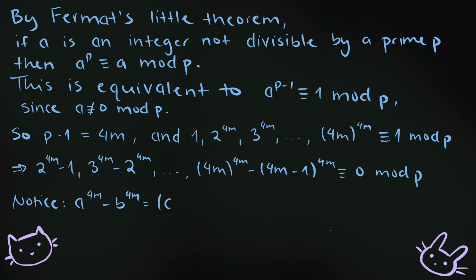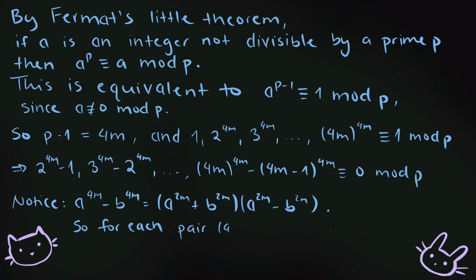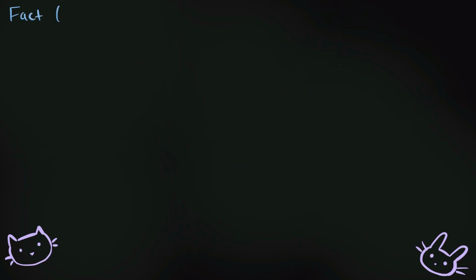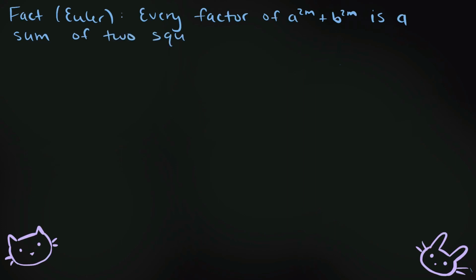And now, notice, each of these differences is of the form a to the 4m minus b to the 4m. And you can rewrite this as a to the 2m plus b to the 2m times a to the 2m minus b to the 2m. So since p divides this difference, it has to divide either a to the 2m plus b to the 2m or a to the 2m minus b to the 2m. So Euler proved that if you have a number of the form a to the 2m plus b to the 2m, then every factor is a sum of two squares.